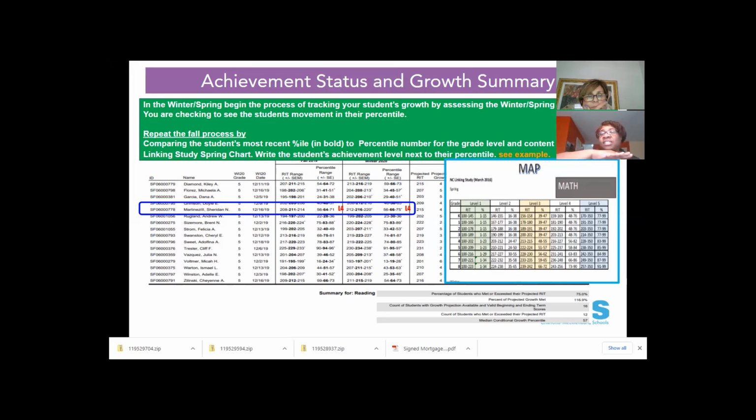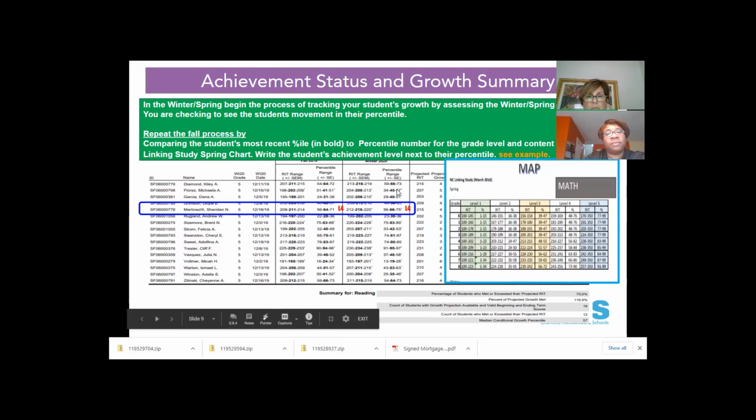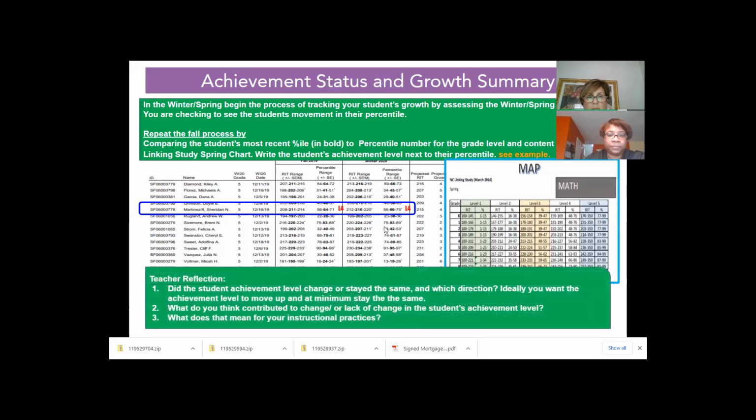So you need to understand this. When students meet their MAP projections, even 5 points plus, they're still only maintained, they have not moved achievement level. We want to be cognizant of that information. So we want to look at this report and track our student growth by doing a similar process as I demonstrated here.